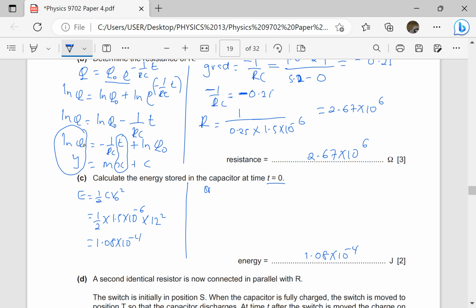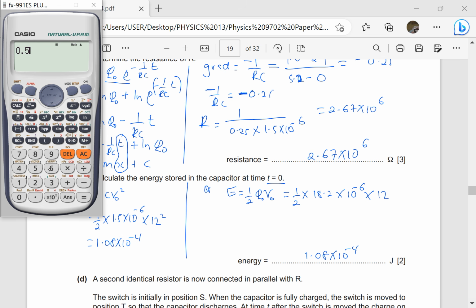Alternatively, I can use another method. Energy is going to be equal to a half QV. Since we are looking at t equals 0, it is a half Q naught V naught. So this will be a half times Q. The initial charge is 18. We have seen it is 18.2, then times V naught, which is 18.2 times 10 power negative 6, then times 12.